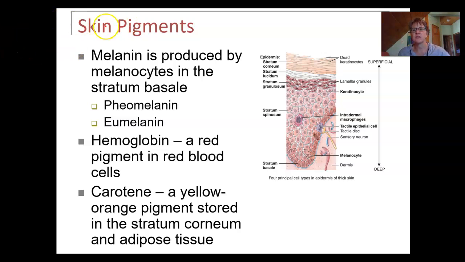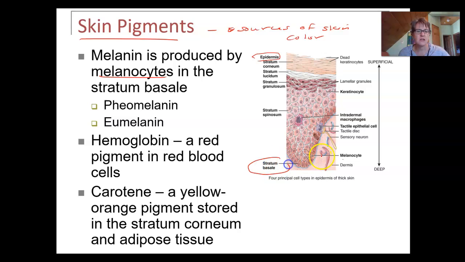But we are going to talk about the pigments. Where does skin get its color? Sources of skin color. There's 3 main sources of skin color. We've already talked about one, and that is the melanocytes in my basal layer. So this is all just the epidermis. All right, here we go. This is saying epidermis here. And in this basal layer is where I will find these lovely little melanocytes. Injecting color.